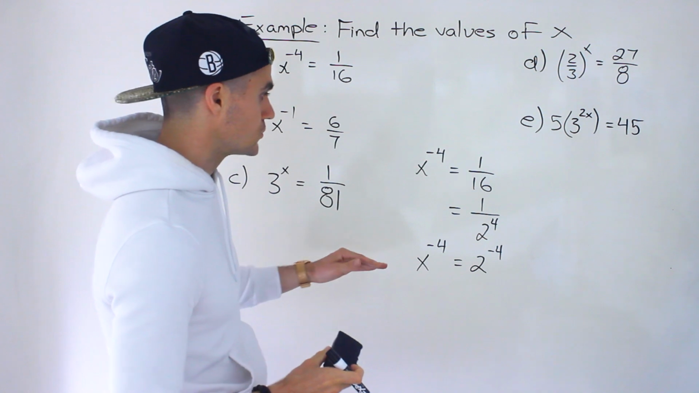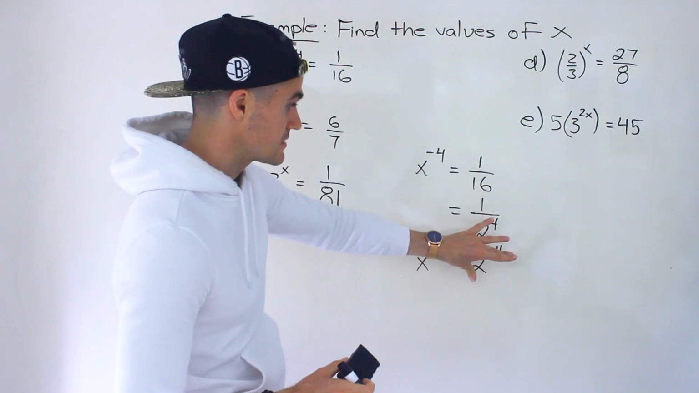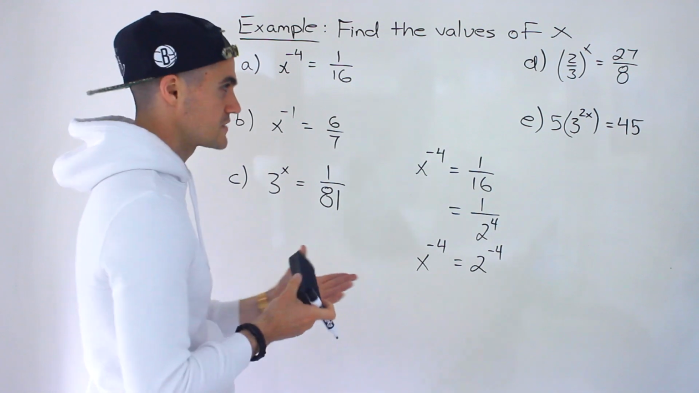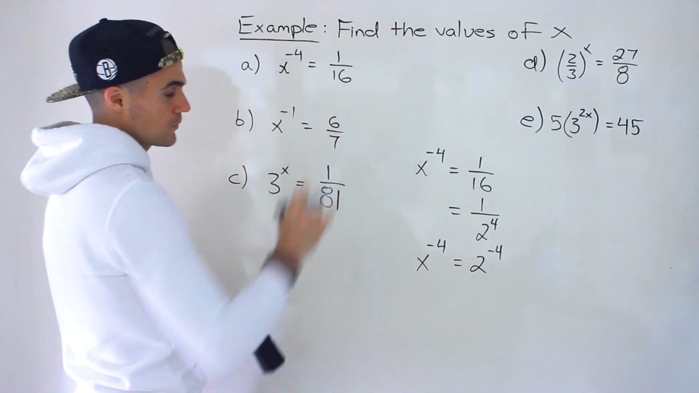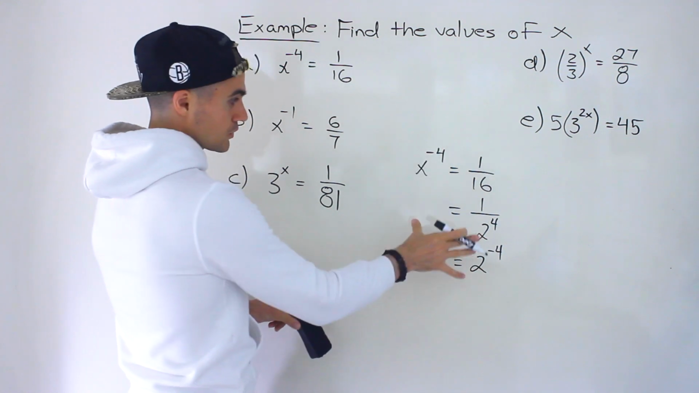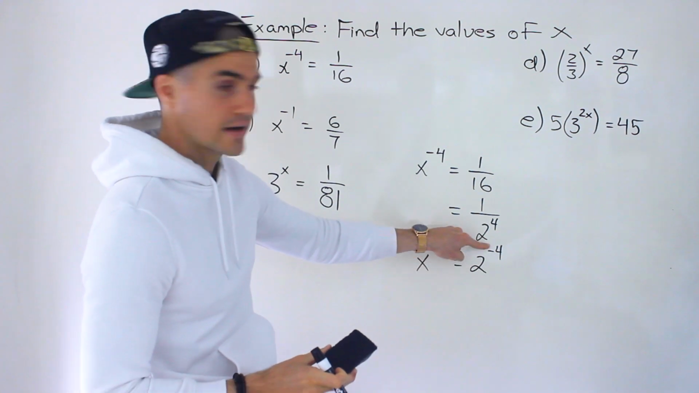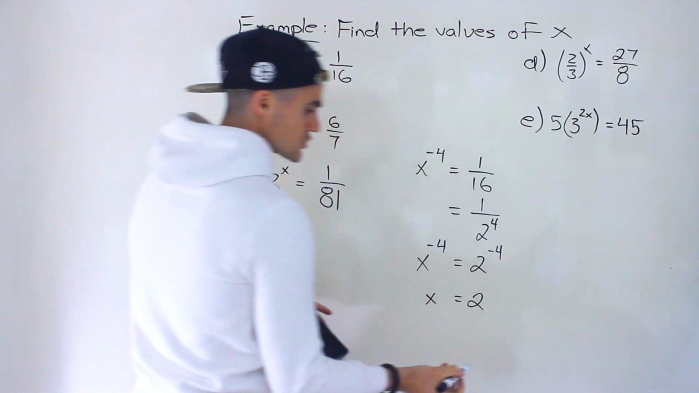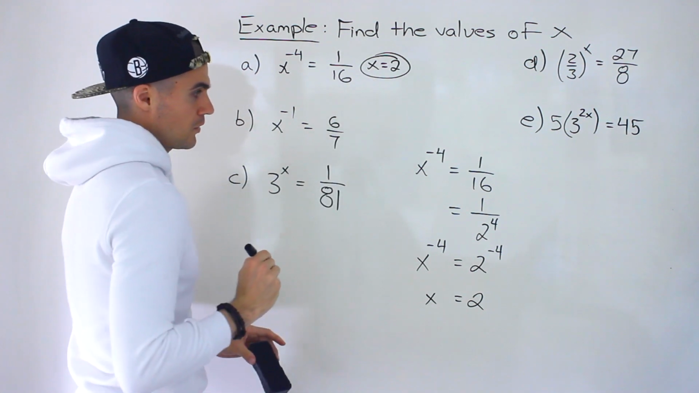You're just trying to take the right side and make it the same format as the left side. So sometimes it'll take a little bit of time to play around with it because sometimes you can get more complex stuff, especially when you're working with fractions, like we're gonna do in a sec. But for this particular question, for part A, this is how I would do it. And then from here, x to the negative 4 equals 2 to the negative 4. Well, it's obvious to see that the x value is just 2. And so that's what the answer would be for part A.